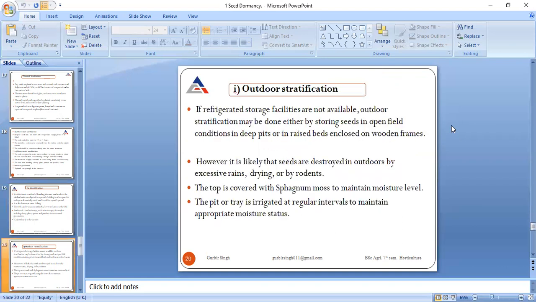Next is outdoor stratification. If refrigerator storage facilities are not available, outdoor stratification can be done either by storing seed in open field conditions, in deep pits, or in raised beds enclosed by wooden frames. However, it is likely that seeds are destroyed outdoors by excessive rain, drying, or by rodents. The top is covered with sphagnum moss to maintain moisture level. The pit or tray is irrigated at regular intervals to maintain appropriate moisture status.